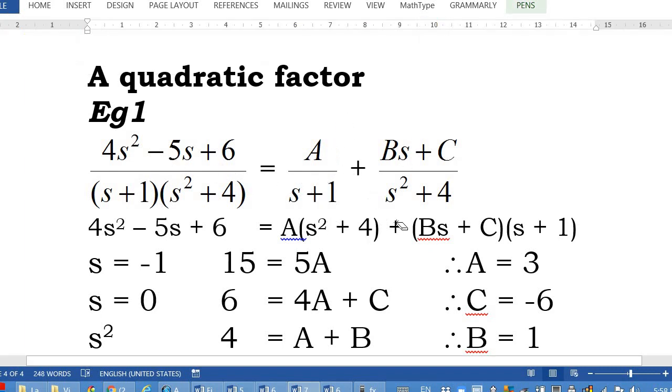Then we compare the numerator, because by doing the cross multiplication, your denominator will be the same, and we just compare the numerator at the left side and right side. So the left side, 4s squared minus 5s plus 6, equals the right side. Using cross multiplication, you have A times (s squared plus 4), plus (Bs plus C). Make sure (Bs plus C) is a whole group, so make sure you have a bracket. If you don't have brackets, you only take C multiplied with s plus 1. But in fact, it's a whole group, (Bs plus C) multiplied with (s plus 1).